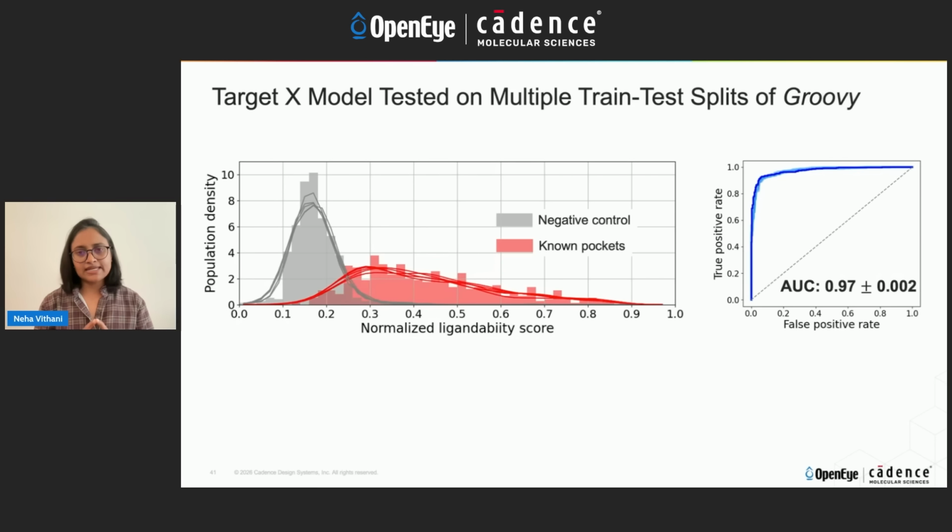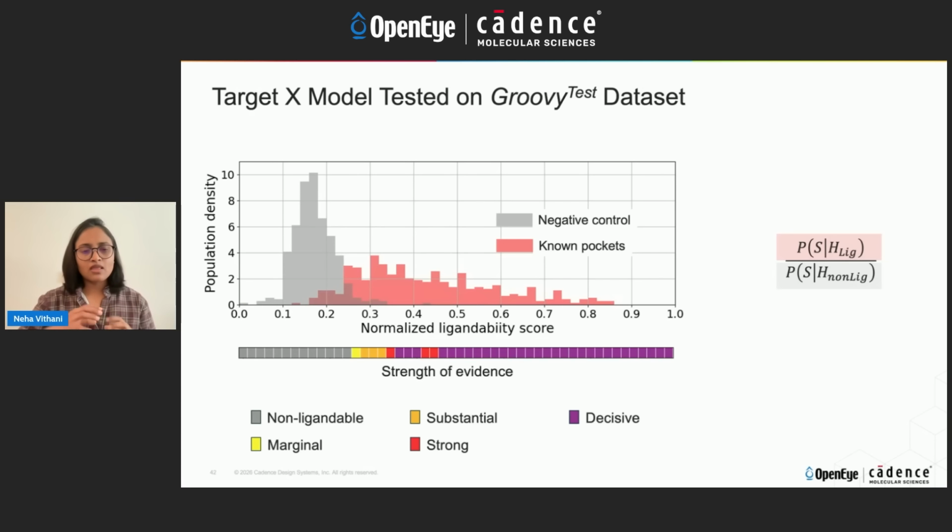We also split GROOVY dataset in multiple random train and test datasets for cross-validation, and every time we see high differentiation between the predicted ligandability score of negative control and non-ligand binding patches with an average AUC of 97%. We also assign strength of evidence to predicted normalized ligandability score by taking ratio of likelihood that a predicted score belongs to ligandable pocket versus likelihood that a predicted score represents a non-ligandable random surface on the protein.